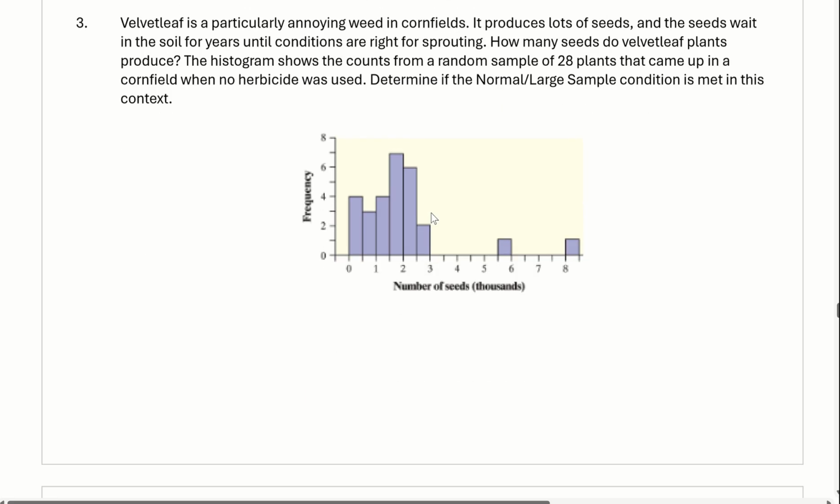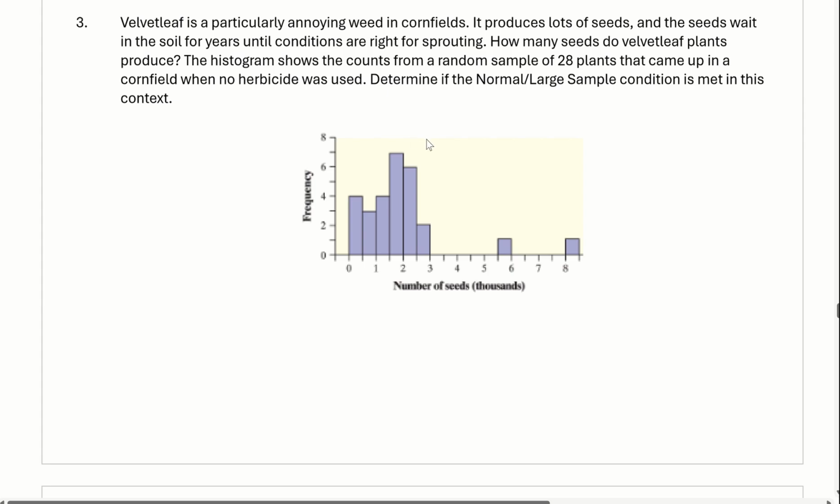All right, so number 3, velvet leaf is a particularly annoying weed in cornfields. It produces lots of seeds, and the seeds wait in the soil for years until conditions are right for sprouting. How many seeds do velvet leaf plants produce? The histogram shows counts from a random sample of 28 plants that came up in the cornfield where no herbicide was used. Determine if the normal large sample condition is met in this context.